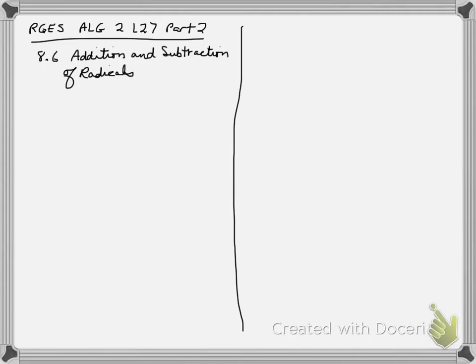Now, just like when you cannot add or subtract fractions unless they have a common denominator, the cardinal rule with addition and subtraction, fundamentally, is you cannot add or subtract anything that isn't a like term. Okay, they have to be similar terms. So to be similar radicals, they have to have the same index and the same radicand. That means the same number under the radical sign.